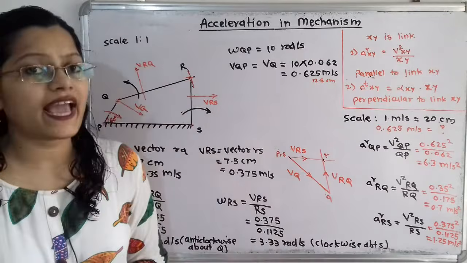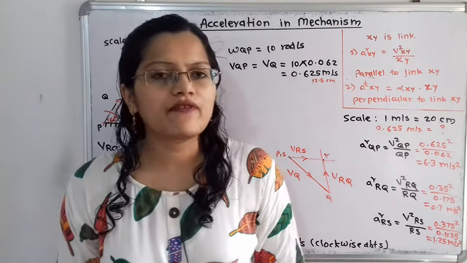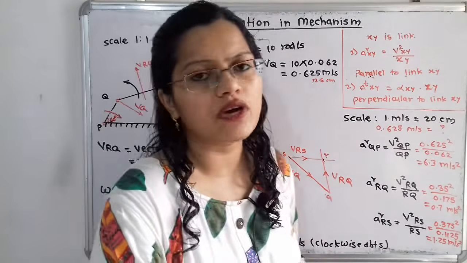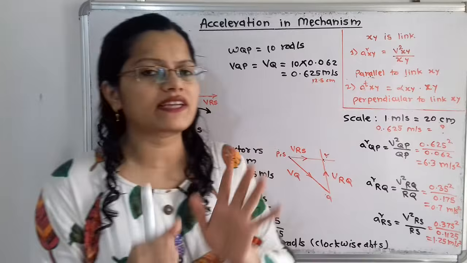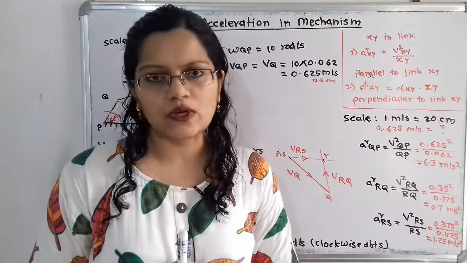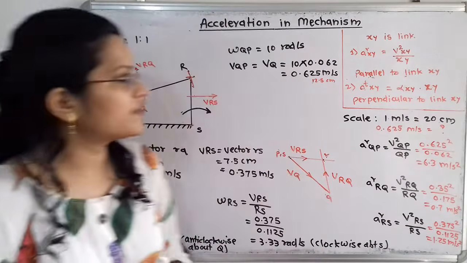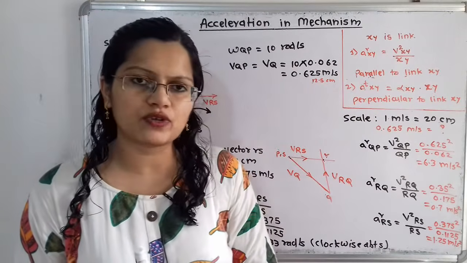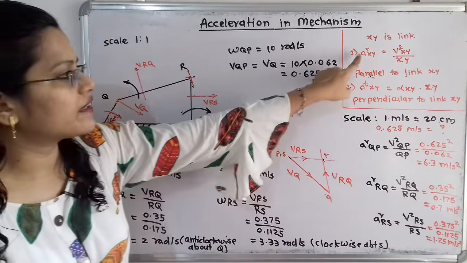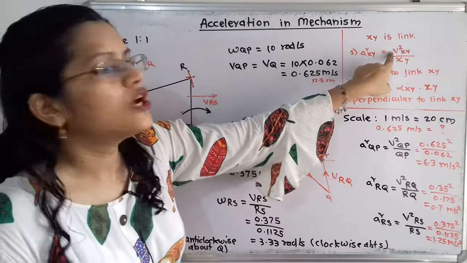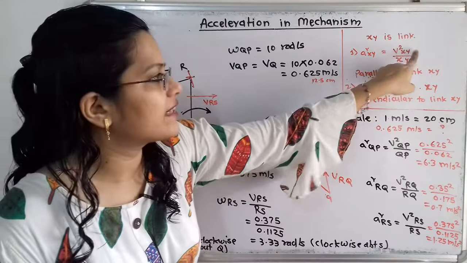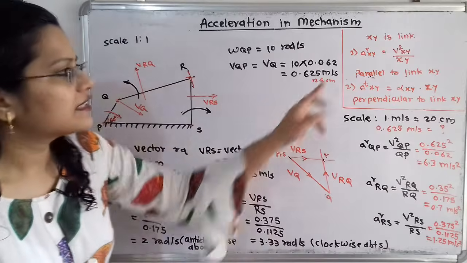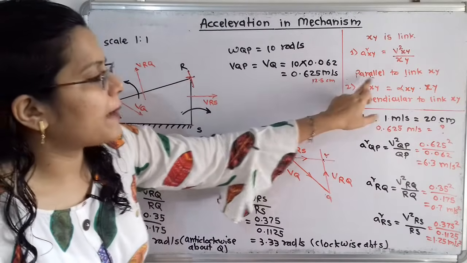Now we will move to the acceleration diagram. But before that, we have to understand that for acceleration there are two components, the radial component of acceleration and the tangential component of acceleration. Suppose xy is the link, then how can we calculate the radial component of acceleration? We have to show here a raised to r xy is equal to linear velocity square for this link xy divided by length of link xy. And this radial component is in the direction parallel to the link.